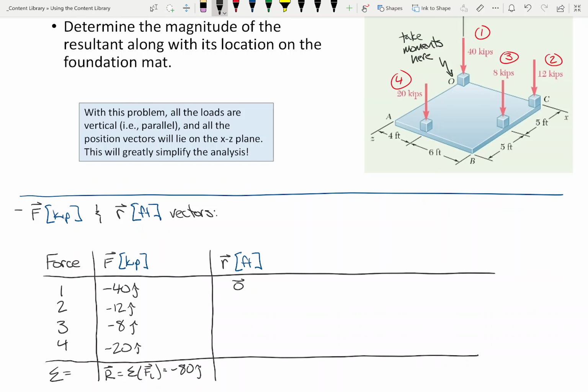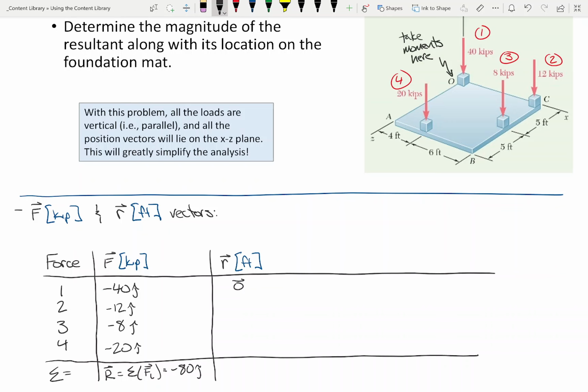So by the way, what is R cross F going to be for force 1? 0, right? Because it's going to be i, j, k, and 0, 0, 0, 0, 0, negative 40. So it doesn't matter which way you split it up. You're always going to have zeros, so that's how it's going to work out. Does that make sense?